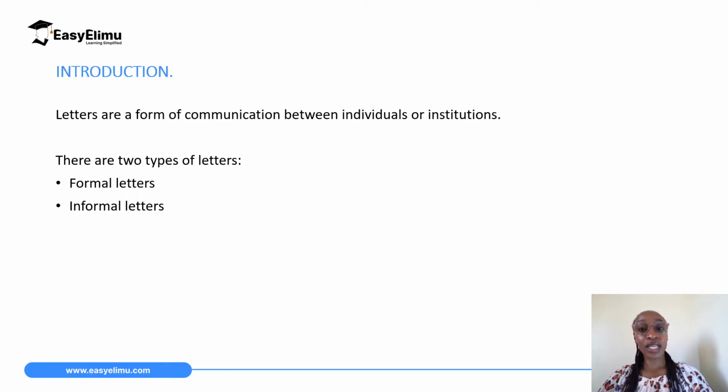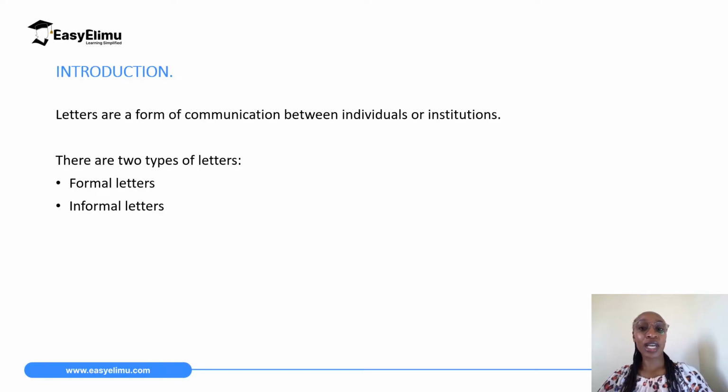You can also, as an individual, write a letter maybe to the principal of another school or the principal of your school or maybe the managing director of a factory. Your principal can also write a letter to another principal. A CEO can write a letter to another CEO. So a letter is a mode of communication.